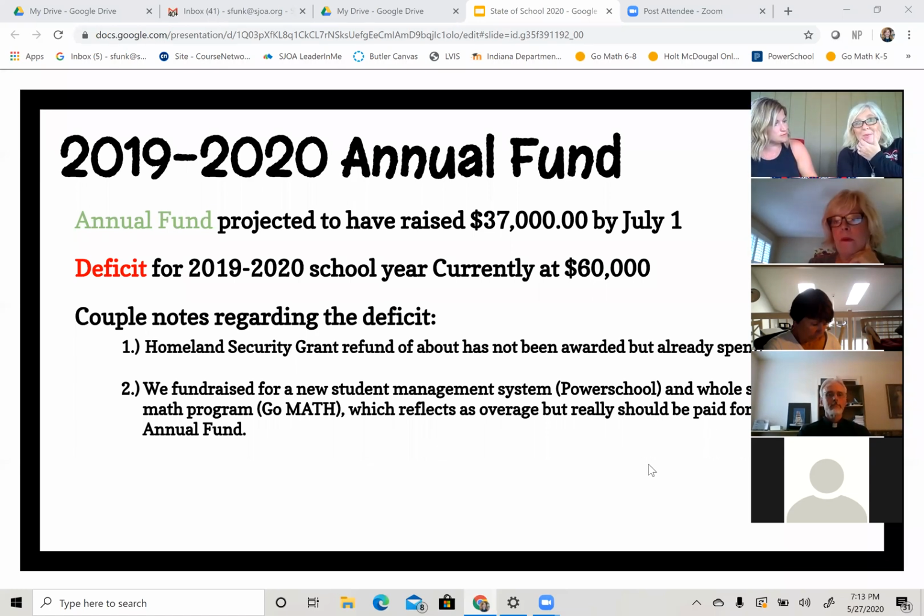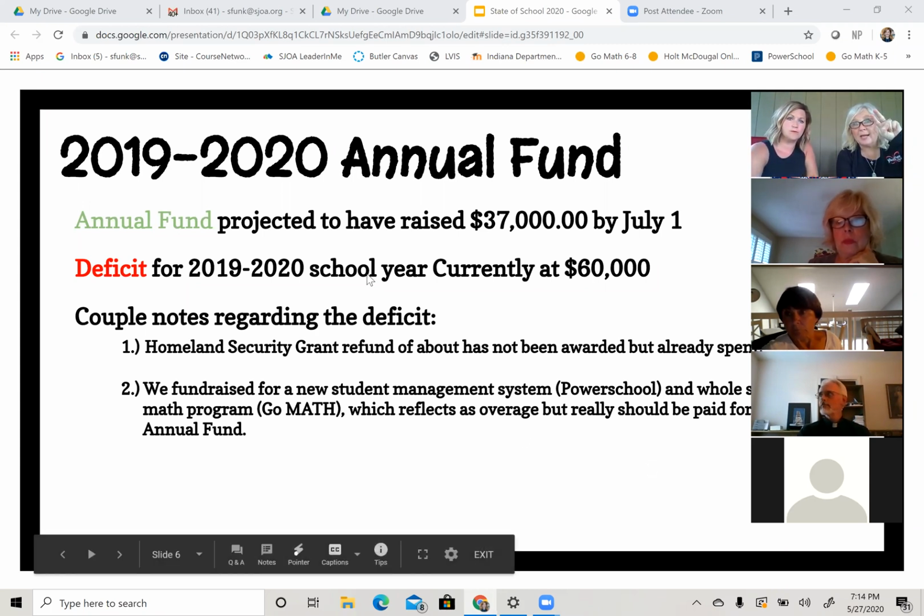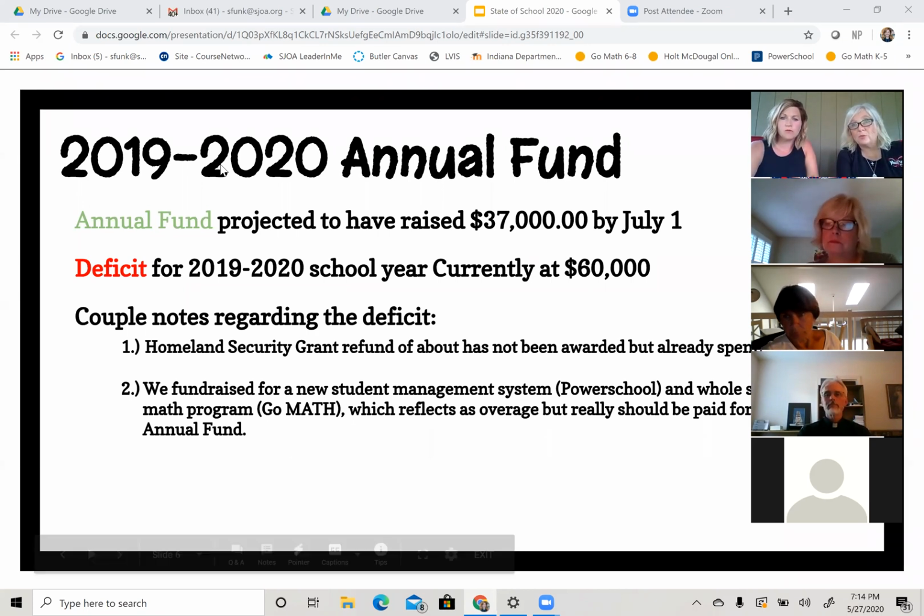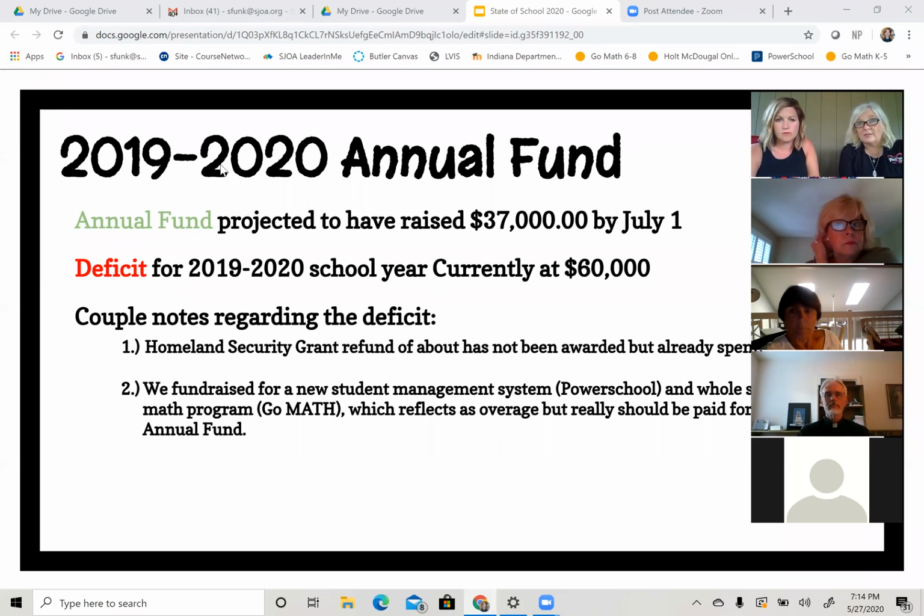Molly Ellsworth let me know that today, but we're not nervous about it because we don't have our Homeland Security money back yet for things that we've already spent that are included in part of that number. We also fundraised last year for a new student management system, a new PowerSchool, and a new Go Math program school-wide, which was really needed. So we highly anticipated having to pay that out of our annual fund, and that number does not scare us, surprisingly.